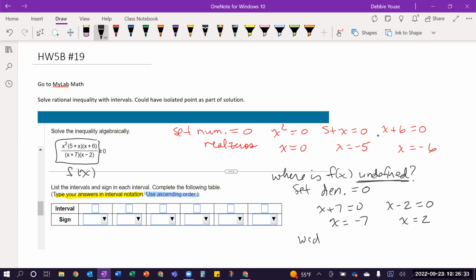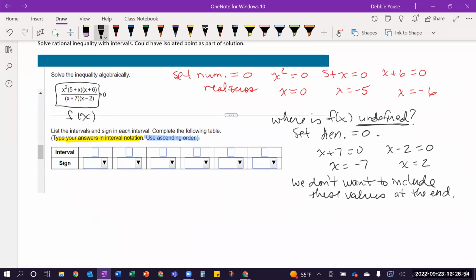So we don't want to include these values at the end, meaning we are going to not use brackets for these, okay? Because that's where my function is not defined, the point like doesn't exist, so we can't include that.